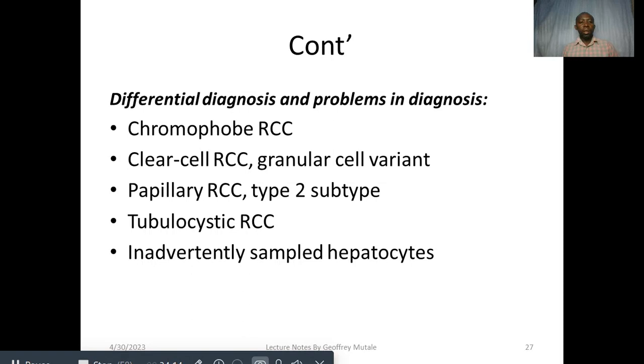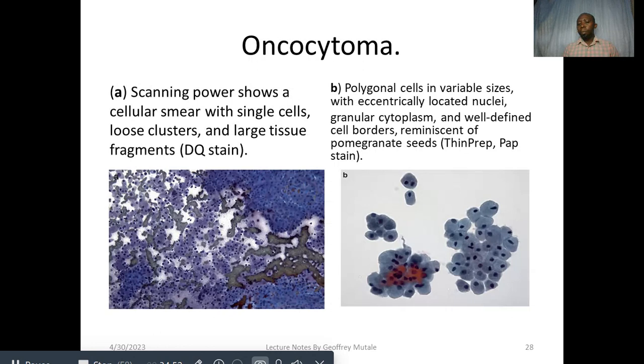Differential diagnosis and the problems which could be associated with diagnosis. So here we need to do a differential on chromophobe RCC. We also need to consider so much the clear cell renal cell carcinoma, the granular cell variant, papillary renal cell carcinoma, type 2 subtype, and then we'll also look at the tuberocystic RCC, and then inadvertently sampled hepatocytes have to really be taken in seriously.